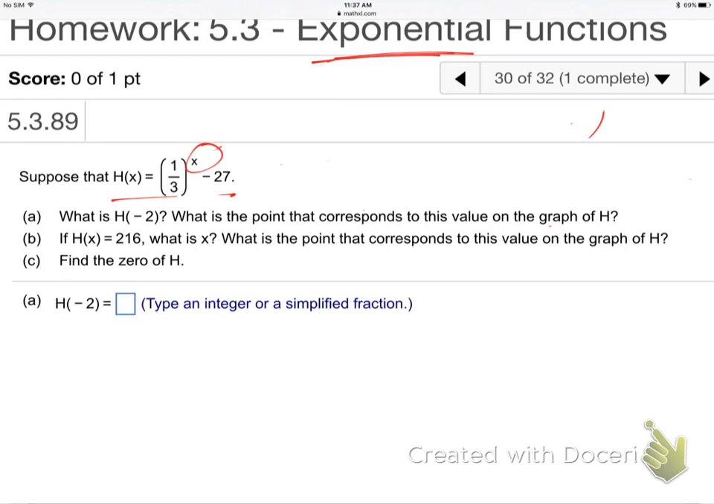That's exponential. So what do they want me to do with this function? They're saying put in negative 2. So I say, okay, put in negative 2, right in there in the X slot, and then work that out. So how do I do that?